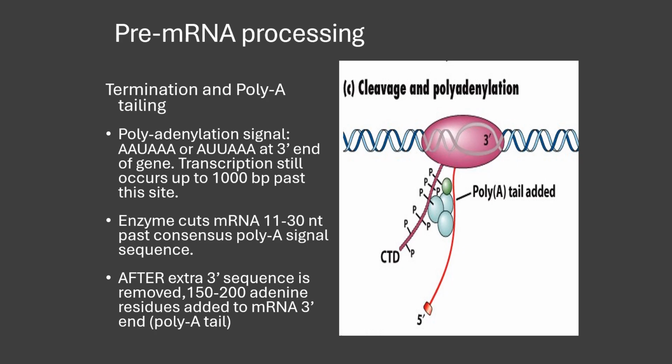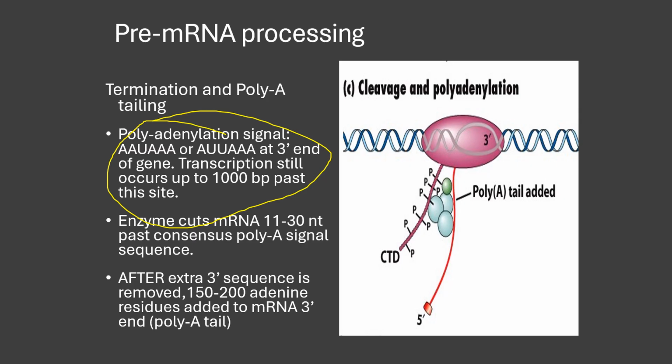So besides the capping and then the shortening through splicing exons directly together, there's polyadenylation and adding a poly A tail. So at the end of most genes, and this is again in eukaryotes, you get what's called a polyadenylation signal, which is often AAUAAA or AUUAAA at the 3' end of a gene. So transcription still occurs past that point, sometimes up to 1,000 base pairs.